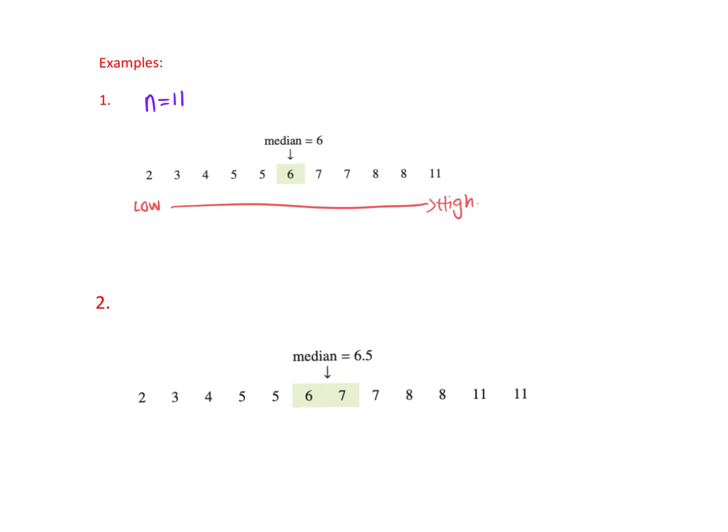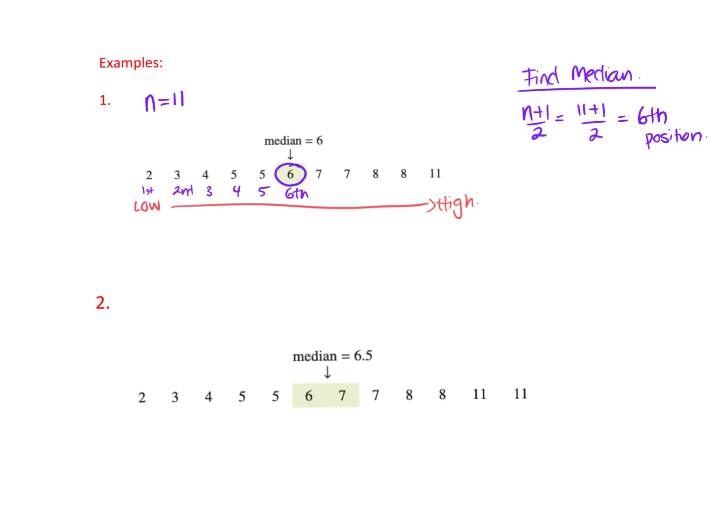So the way we will find the median, to show how you can use that formula: we use the formula n plus 1 divided by 2. In this example, n is 11, so 11 plus 1 divided by 2, so you get 12 divided by 2, which is 6. The median is going to be in the 6th position. When you count through your data, this is 1st, 2nd, 3rd, 4th, 5th, 6th. So that's why this number has become the median, the 6th value.